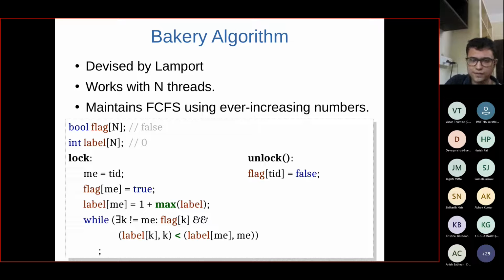So thread 4 entered the critical section. But now let's say thread 0 came. Meanwhile, thread 4 was in the critical section.